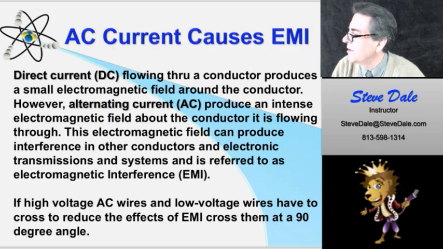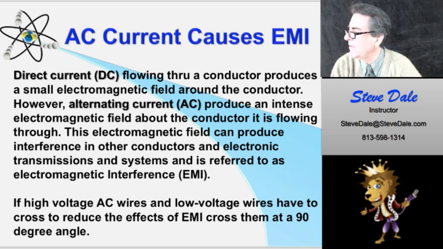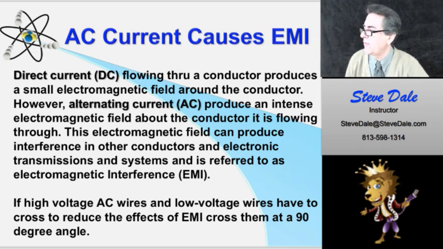Direct current flowing through a conductor produces a small electromagnetic field around the conductor. However, alternating current produces an intense electromagnetic field around the conductor it is flowing through. This electromagnetic field can produce interference in other conductors and electronics transmissions and systems, and is referred to as electromagnetic interference, EMI. If high voltage AC wires and low voltage wires have to cross, to reduce the effects of EMI, cross them at a 90-degree angle. So this has been an exam question before.